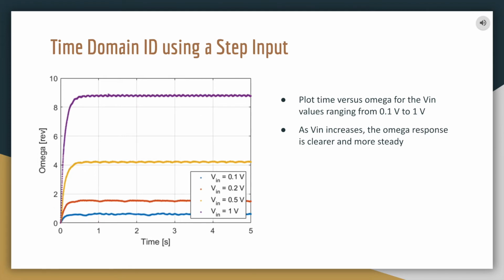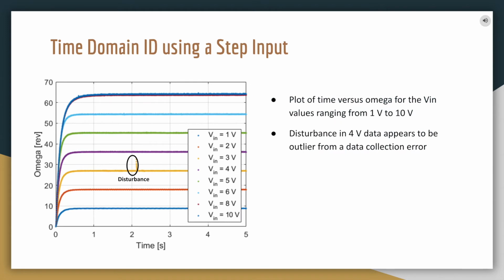Next is the plot of omega versus time for voltage inputs spanning from 0.1 volts to 1 volt. In this plot, you can see that as the input voltage increases, the response is clearer and steadier. This slide contains the plot of time versus omega for input voltages ranging from 1 volt to 10 volts. In this plot, you can see that the omega values increase as the voltage increases, but they are very close to each other for the Vn equals 8 and 10 volts.